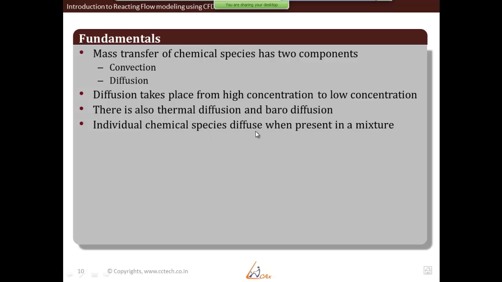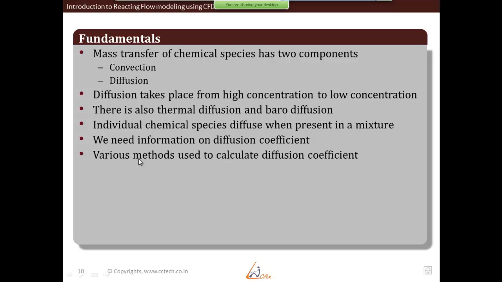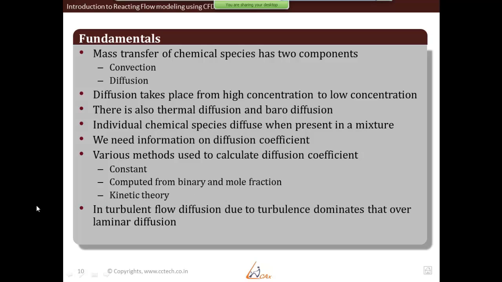So individual chemical species always tend to diffuse when they are present in a mixture, and we need information on what sort of diffusion mechanism and rate they follow, which is given by the diffusion coefficient. Various methods are used to calculate the diffusion coefficient. You can take it as a constant or compute it from a binary mixture type of mechanism and mole fraction, and you can also use kinetic theory in order to calculate the diffusion coefficient. If turbulent flow is present, then diffusion due to turbulence dominates all other laminar or other types of diffusion mechanisms.